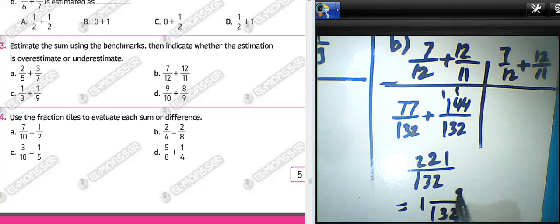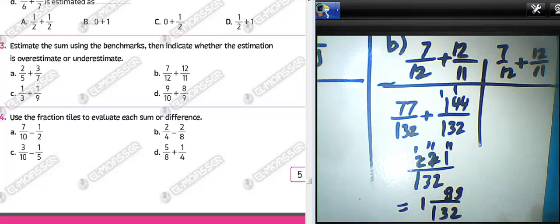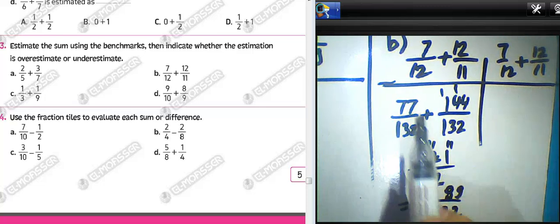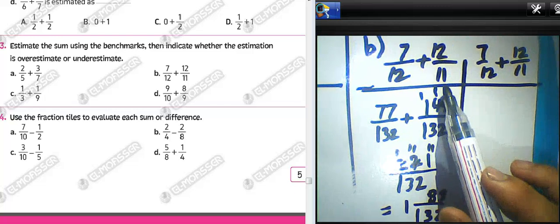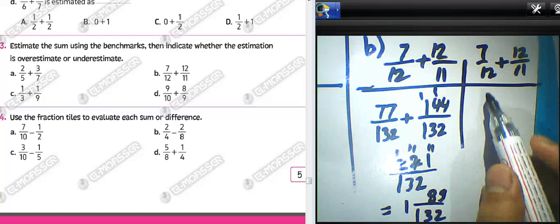11 minus 2 equals 9. And it will be 11 minus 3 equals 8. So the result will be 1 and 89/132, which is the actual number for 7/12 plus 12/11. And what about estimation here?